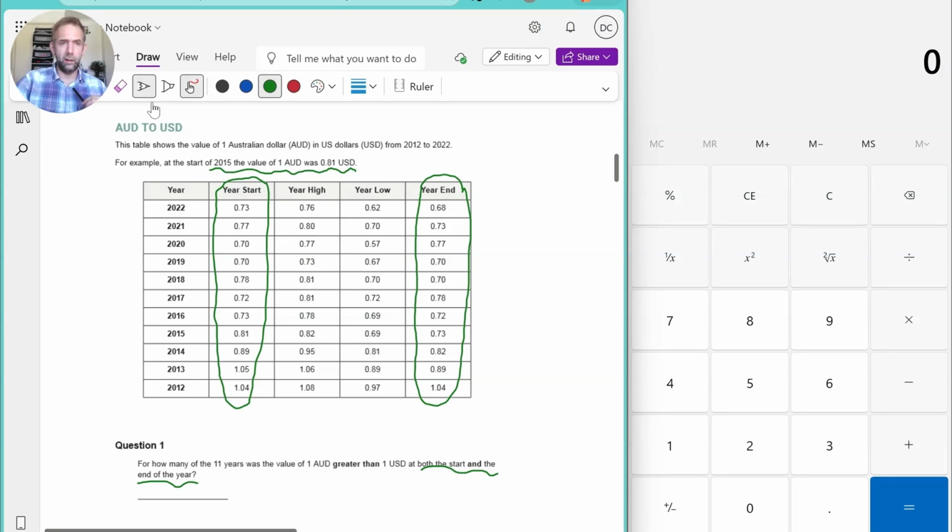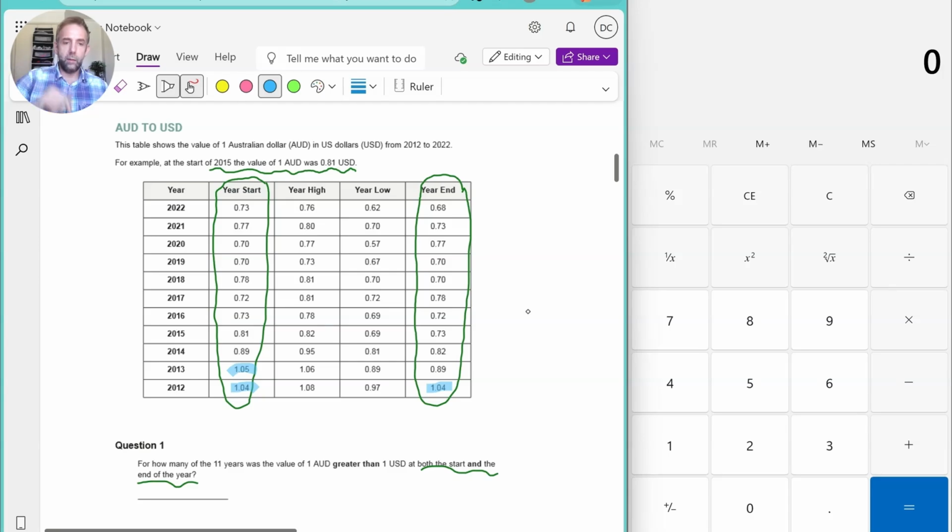So let's have a look at the values in this table which are larger than 1. We'll highlight them. So we've got one here, which is 1.05. We've got another here, which is 1.04, and another 1.04 over here. Every other value within these two columns that we're interested in, at least, is less than 1.